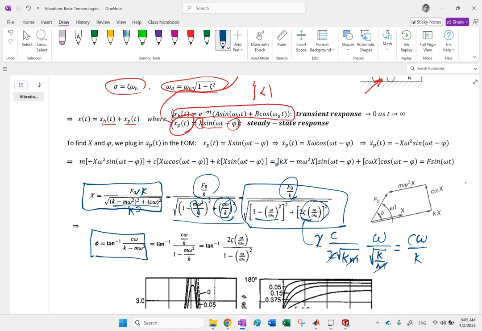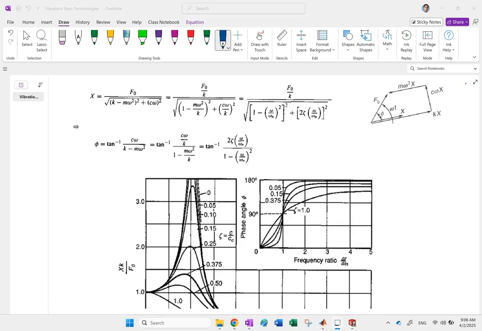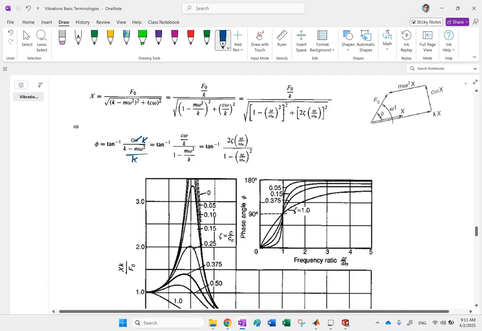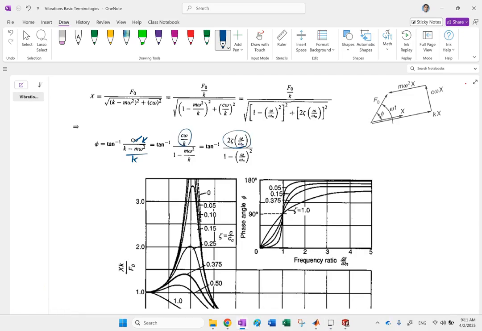So if statically you apply F naught, not F naught sine omega t, just the constant force F naught, then the spring will deflect by F naught over k so that the object is at equilibrium. So that is kind of like that. So for this one also, we divide again both numerator and denominator by k, and then again that is 2 zeta omega over omega n, and this is 1 minus omega over omega n squared. And if you see, these are these components, okay? So arctangent of that. Okay, so this is magnitude and phase functions.